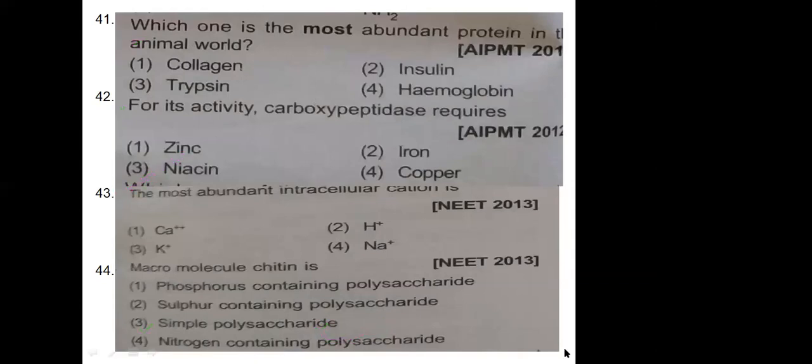Which one is the most abundant protein in the animal world? Collagen. For its activity, carboxypeptidase requires zinc. Most abundant intracellular cation: sodium. The macromolecule chitin is a phosphorus containing polysaccharide, sulfur containing simple polysaccharide, nitrogen containing polysaccharide. N-acetyl glucosamine, that means it contains nitrogen.